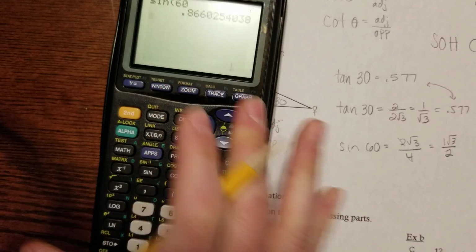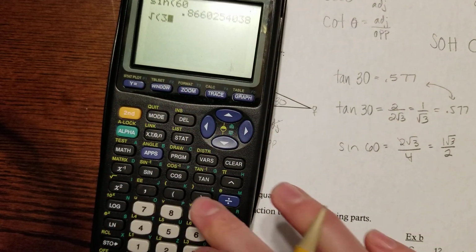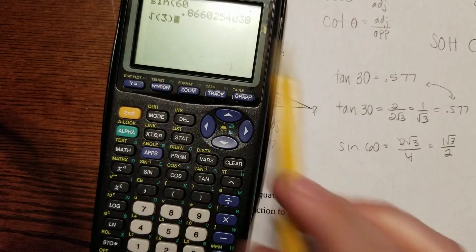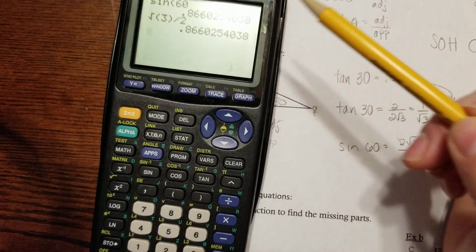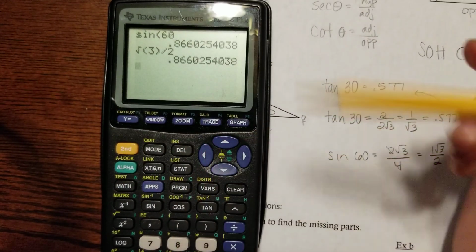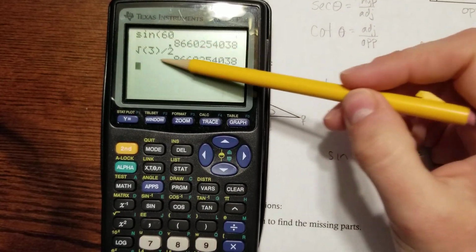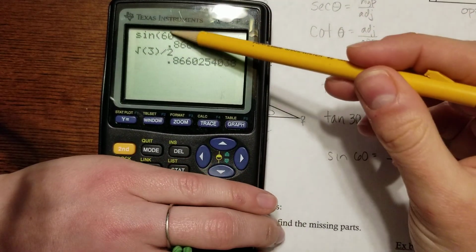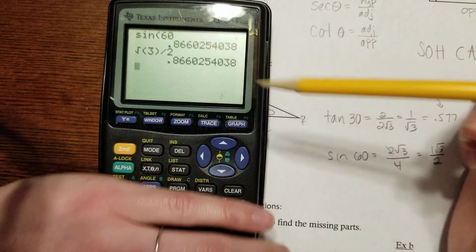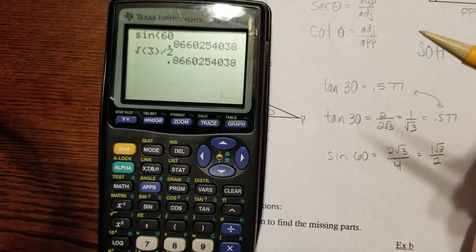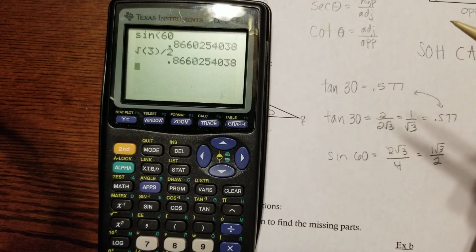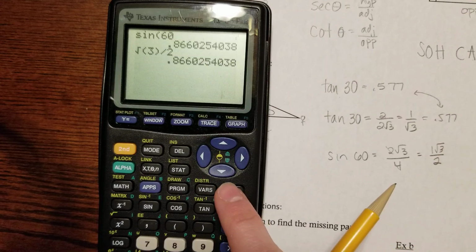So if I type that in my calculator, the square root of 3, make sure you close your parentheses behind that, divided by 2, is the exact same decimal as my sine of 60. So your calculator will have all of these trig functions with whatever angle you want memorized, which is really awesome. So we're going to use that going forward tomorrow and on Wednesday when we're actually finding missing sides and angles. But I just wanted to make sure you know how to start using your calculator.